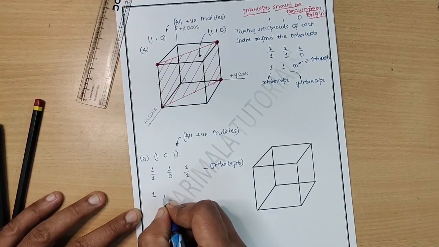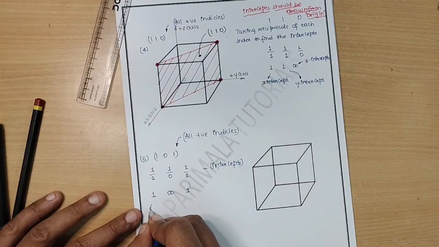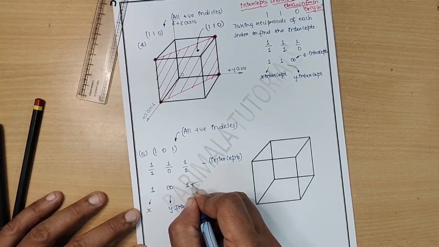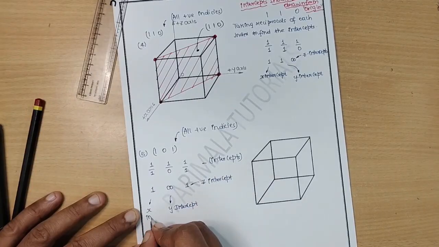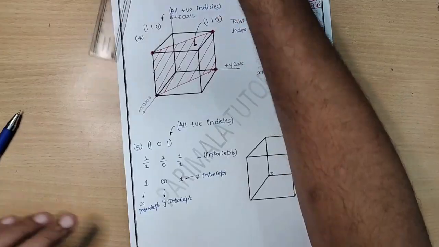1 over 1 would be the value of 1. 1 over 0 would be infinity. 1 over 1 would be 1. Now this gives the x-intercept, this gives the y-intercept, and this gives the z-intercept. This is all positive origin, positive y-axis, positive z-axis, positive x-axis.